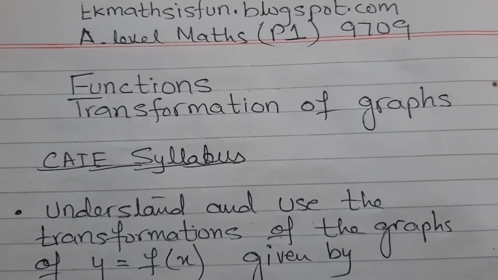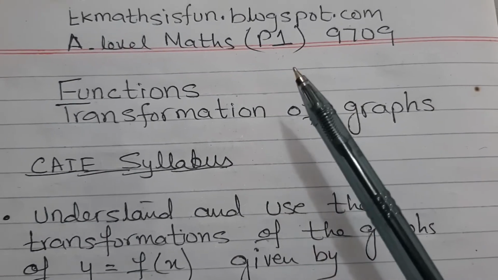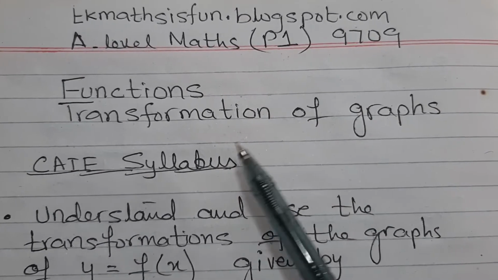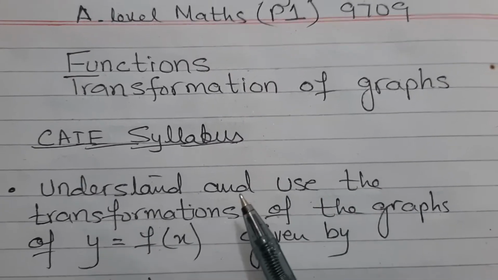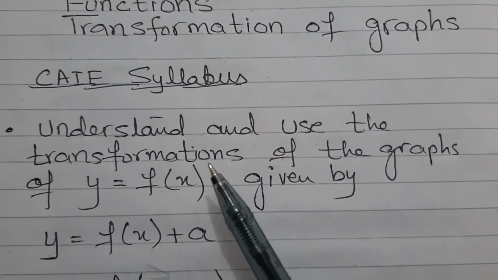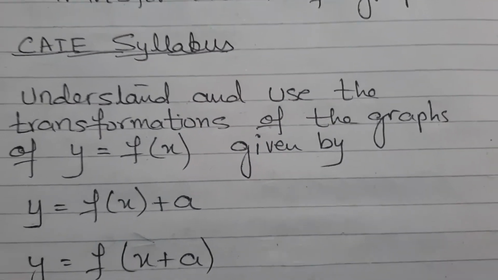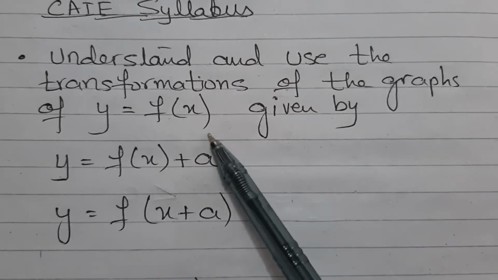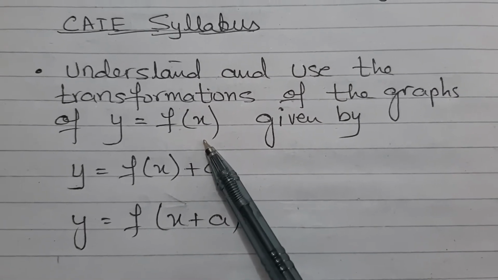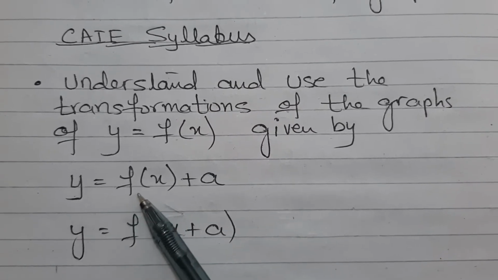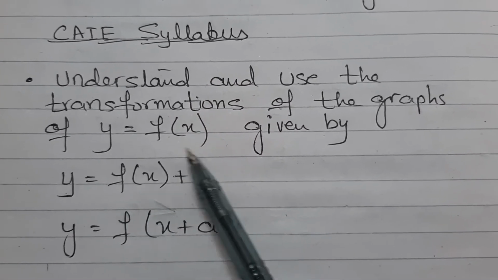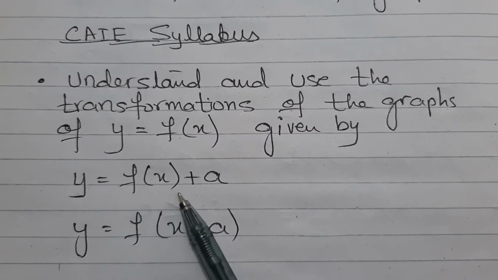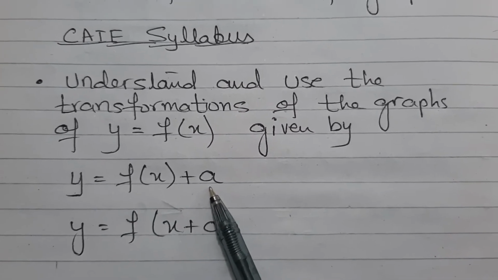The new addition in the A-Level Maths P1 syllabus is transformation of graph. According to the CIE syllabus, you need to know the following things. Number one is, if the function is given to you, the graph is given to you, or a sketch is given to you. If it says y equals f(x), and then it says y equals f(x) plus a, now a is any number.